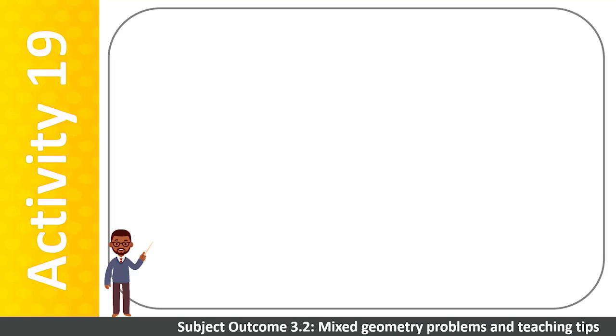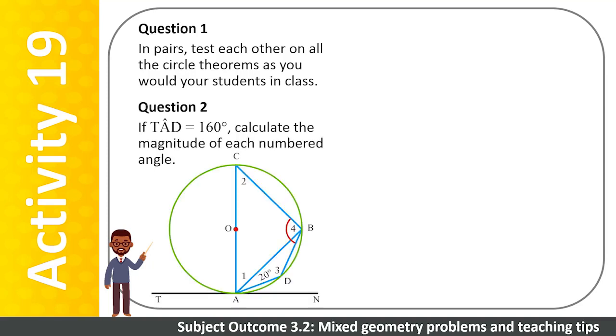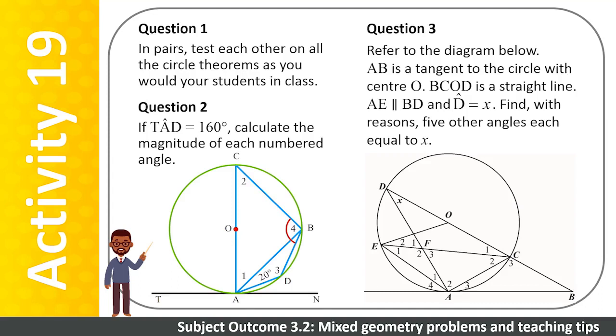Let's go straight into an activity. This activity has 3 parts. For question 1, in pairs, test each other on all the circle theorems as you would in class. For example, ask your partner, give me the theorems about tangents. Question 2 and question 3: start working through the problems based on the diagrams, thinking about how you would help your students with them.